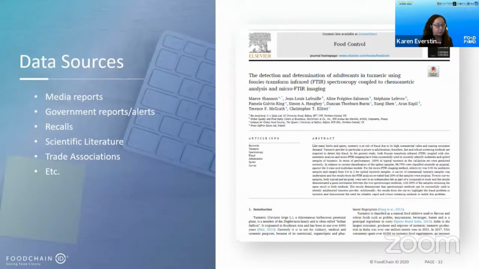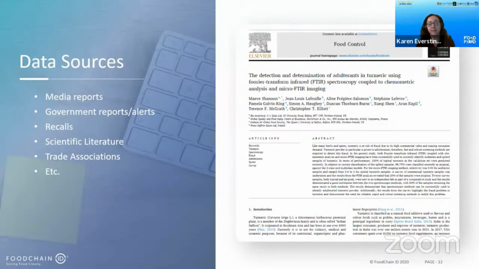We also track and capture information from the scientific literature. So this is the most prevalent source of information in our food fraud database. There's an example here. It's a tremendous source of information on potential risk, and I will show you some examples of that.